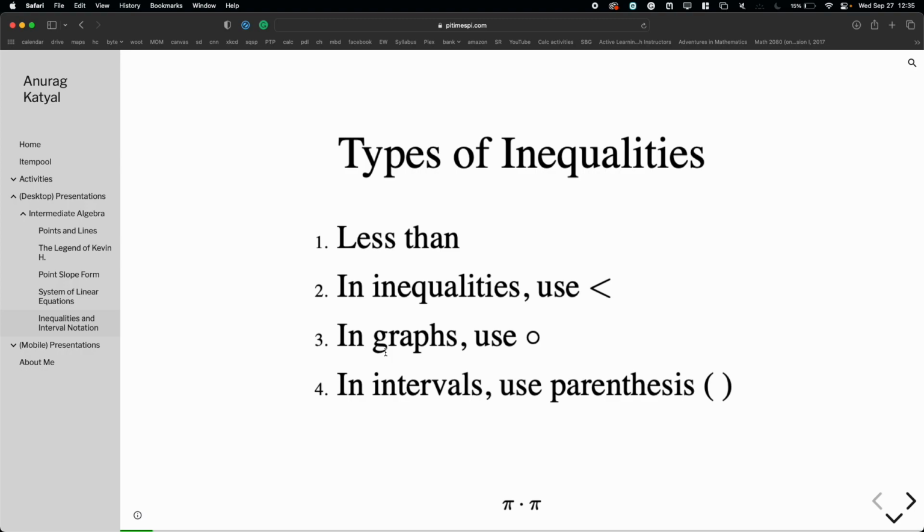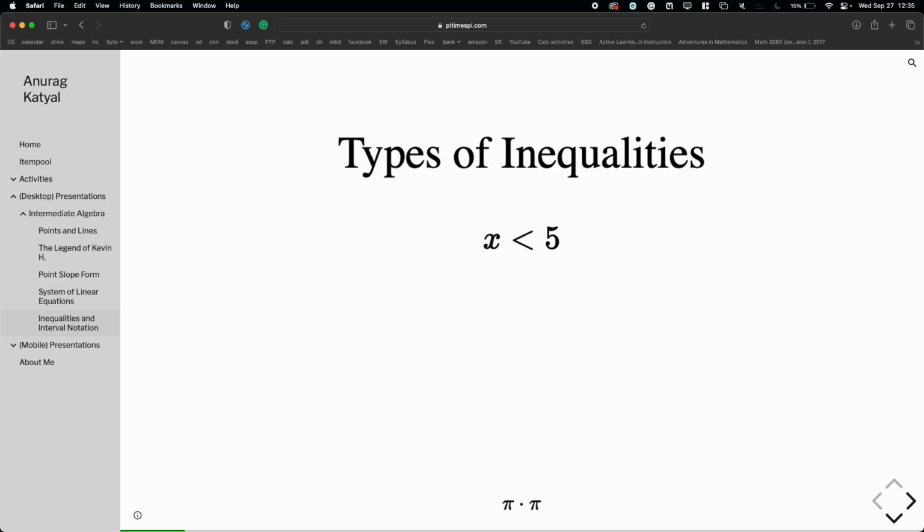Okay. When we're graphing things that have less than in them, we always use this open circle or a hollow dot, whatever you want to call it. But it's a non-filled in circle. It's just the circle with nothing inside it. And then when we're writing intervals or using interval notation, we always use parentheses. Let's see this in action. So let's say that you solve a problem and then you end with x is less than 5.